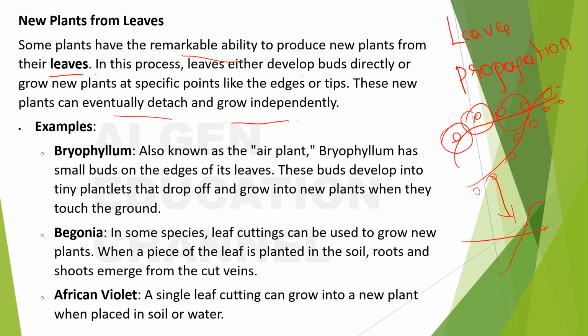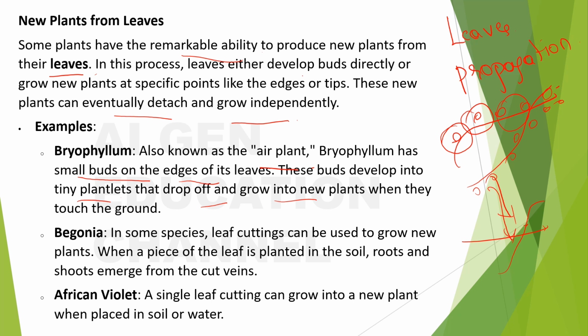Okay, so bryophyllum, also known as what? Air plant. Bryophyllum has small buds on the edges of its leaves. These buds develop into tiny plantlets that drop off and grow into new plants when they touch the ground, right?